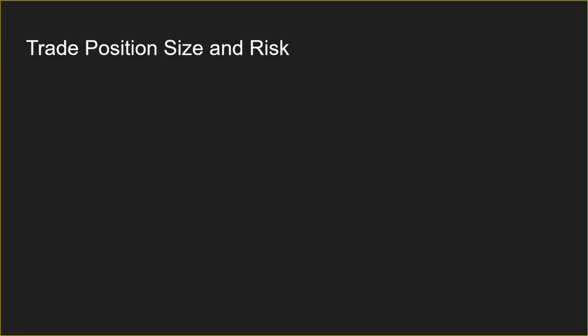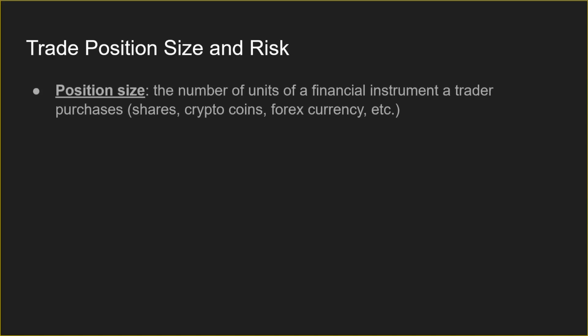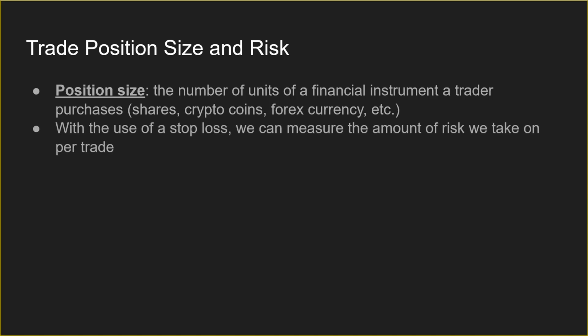Next, let's talk about trade position, size, and risk. So position size is the number of units of a financial instrument a trader purchases. This could be shares, crypto coins, forex currency, etc. With the use of a stop loss, we can measure the amount of risk we take on per trade. And the risk per trade is the percentage of total equity the trader could lose per trade.